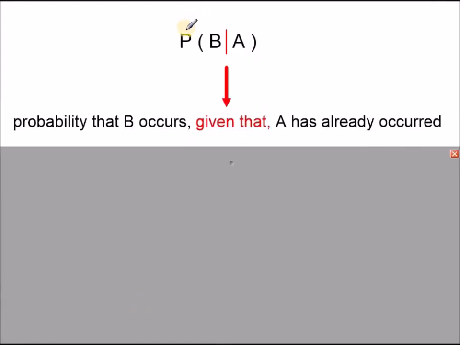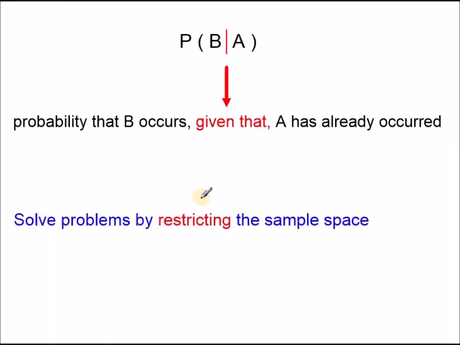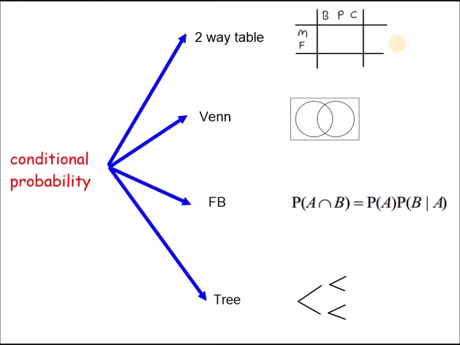So in general terms we have the probability that B occurs given that A has already occurred. For conditional probability we restrict the sample space and then do calculations. So we can solve conditional probability problems using a two-way table, a Venn diagram approach, using this formula which is in the formula book, the multiplication law of probabilities, or using the traditional tree diagrams. I will go through examples in this order.